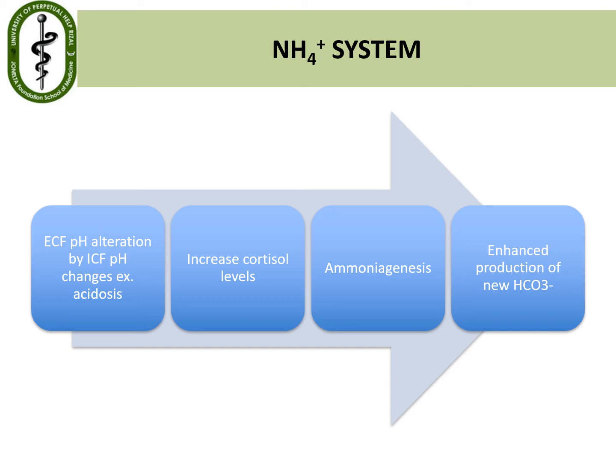First, there's alteration of pH. There will be a decrease in the intracellular pH. In response, there will be an increase in the cortisol level. Increase in the cortisol level stimulates the process of ammoniogenesis, producing a large amount of ammonium, and it will be secreted and excreted, and for every molecule of ammonium produced, there will be production of new bicarbonate going to the systemic circulation.